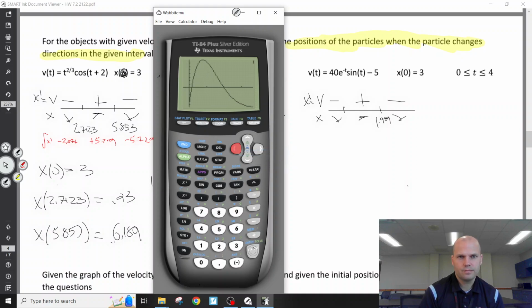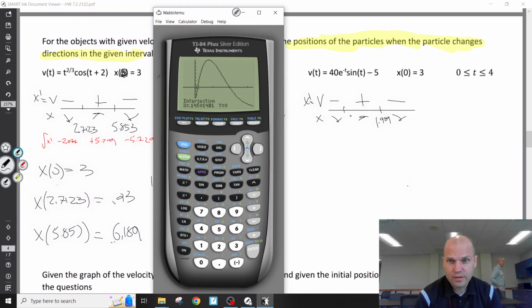Enter, enter, enter. Oh, uh-oh. Stop. Unlock. All right, there we go. 0.145. Okay.